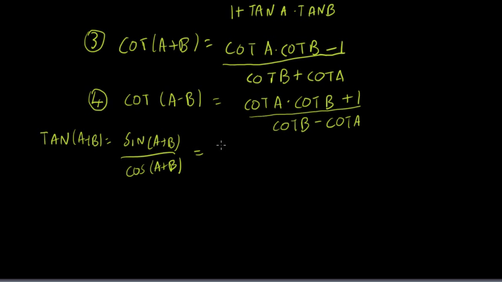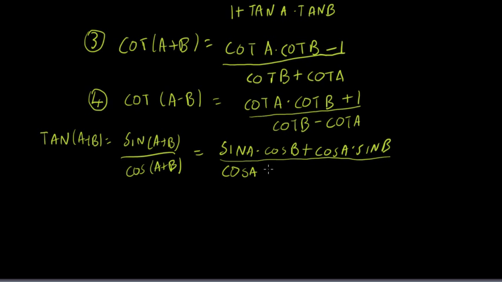Okay, but what's the sine of a plus b? Well, that was one of the ones we were given. It was sine of a times the cosine of b plus the cosine of a times the sine of b. What's the cosine of a plus b? Well, that was one of the other ones we started out with. That's just the cosine of a times the cosine of b minus the sine of a times the sine of b.